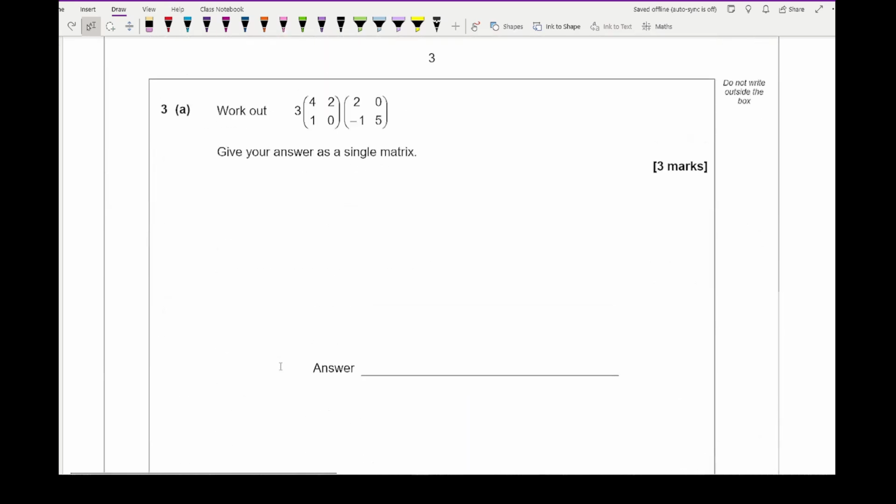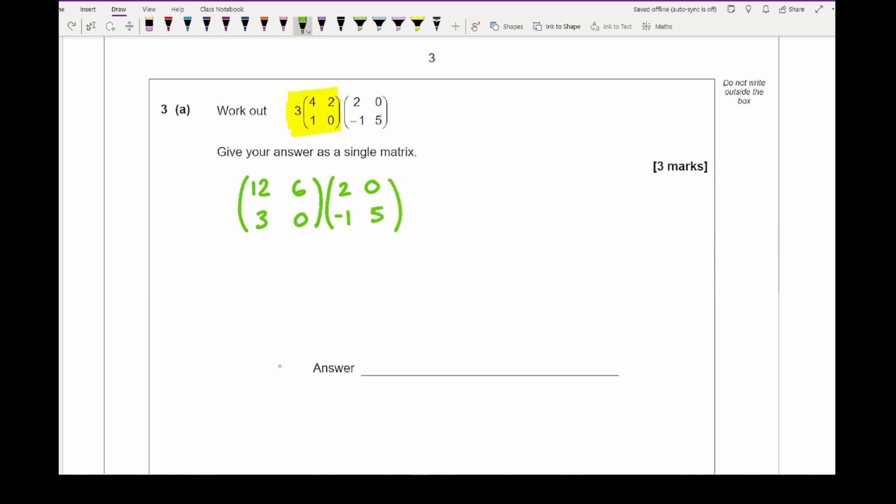Then moving on to question 3a, it says work out 3 lots of the matrix 4, 2, 1, 0 and the matrix 2, 0, -1, 5. For this, the first thing I would do is multiply the 3 by the first matrix. So what I've got is 3 times 4, which is 12, 3 times 2, which is 6, 3 times 1, which is 3, and 3 times 0, which is 0. Then I've got a 2 by 2 matrix for both of those.